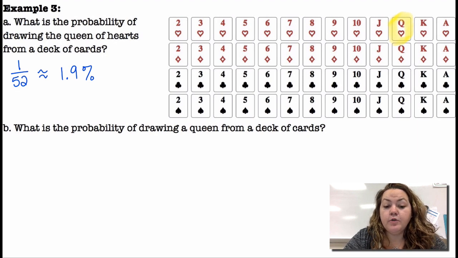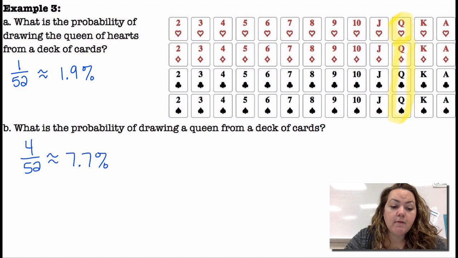What is the probability of drawing a queen from the deck of cards? Well, there's 4 queens, and again, there's 52 cards in a deck, so this is approximately 7.7%. So the sample space is all of those possible outcomes, all of the different cards in that deck of cards.